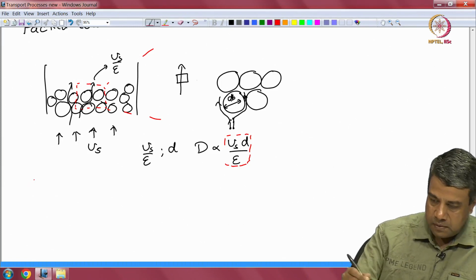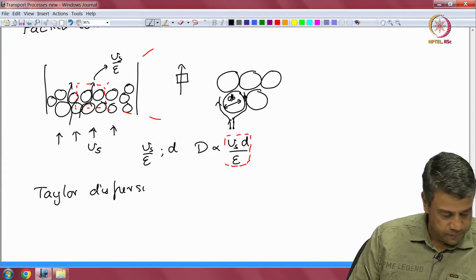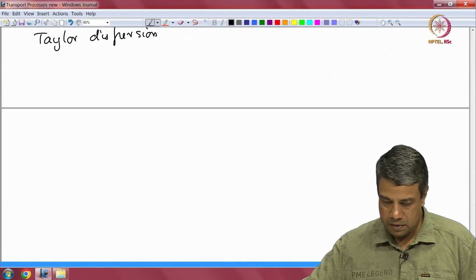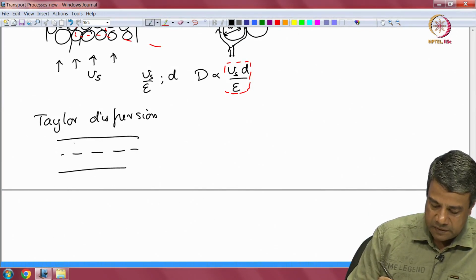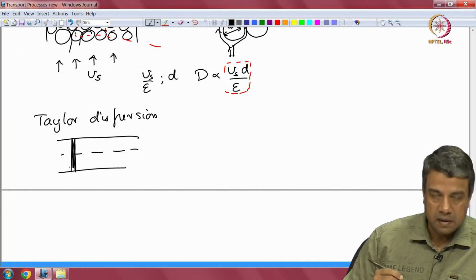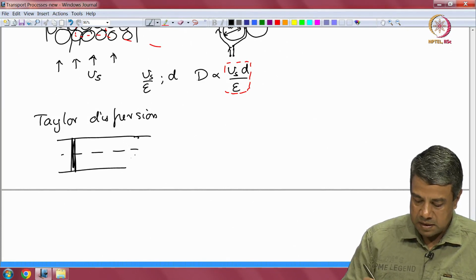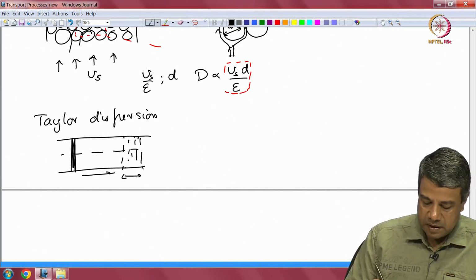And finally, I will come to the final topic, which is what is called Taylor dispersion. Okay. This is axial dispersion in a pipe flow. Okay. So, if I introduce a pulse at some location, at some later location I want to know the extent to which this pulse has spread, the extent of spreading of this pulse as it is moving downstream.